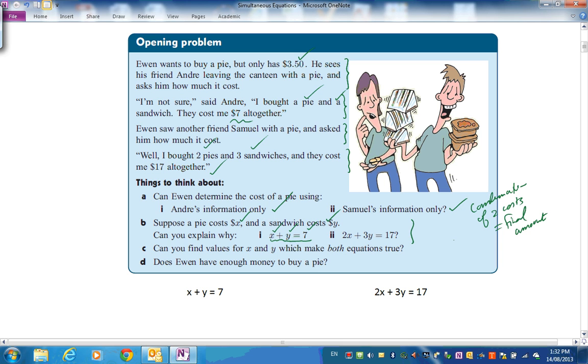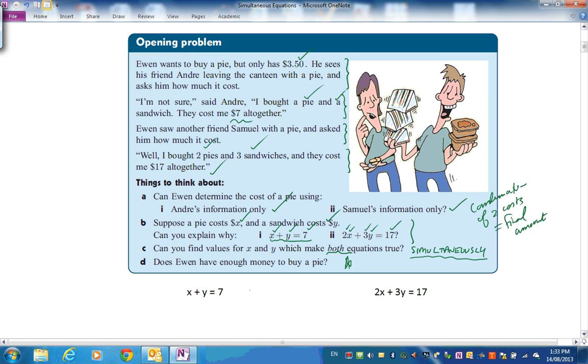What about Samuel's situation? Well, he bought 2 pies, so it's 2x dollars, and 3 sandwiches, so it's 3y dollars, and the total cost was 17. We have just been able to make algebraic sentences describe this practical problem. Now, what we want to do is solve these sentences or equations simultaneously, because the value of x and the value of y, value of a sandwich, must work in both equations at the same time. And then we can answer the question: does Ewan have enough money to buy a pie? We better find out what a pie costs first.